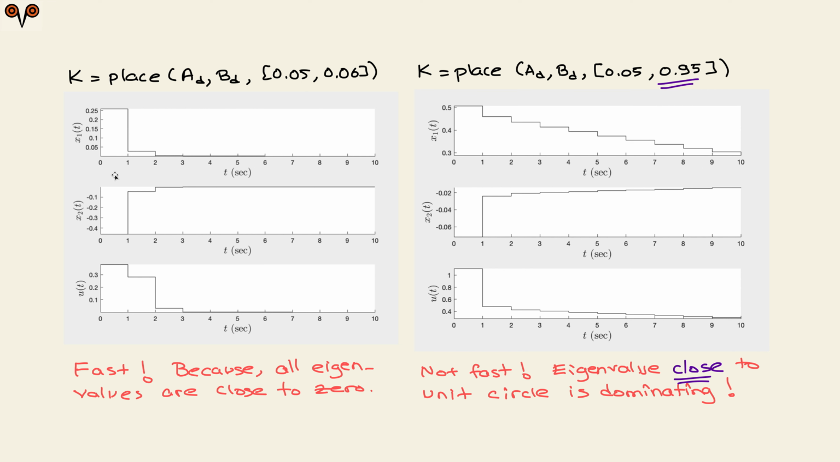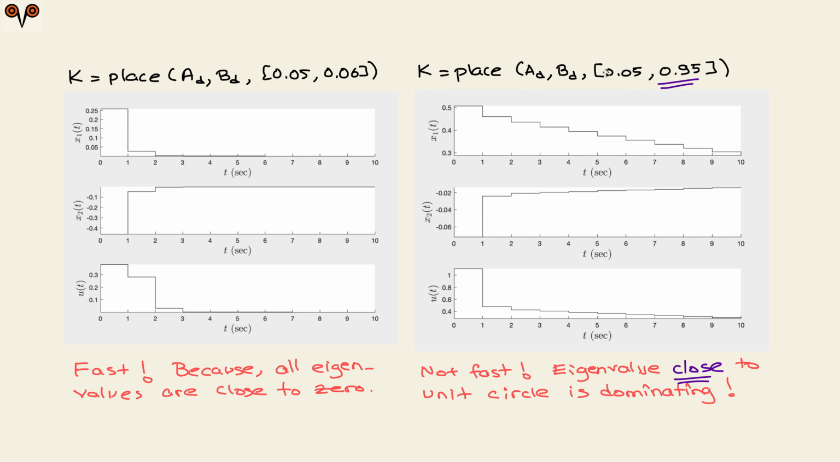So as you see, x1 and x2 converge to 0 way faster, 3 times faster as compared to the previous eigenvalues. You choose 2 eigenvalues because the resulting A minus BDK system will have a 2 by 2 structure. So you need to choose 2 eigenvalues. Sorry if I haven't mentioned this before. So the system converges to 0 faster since we choose all eigenvalues small.